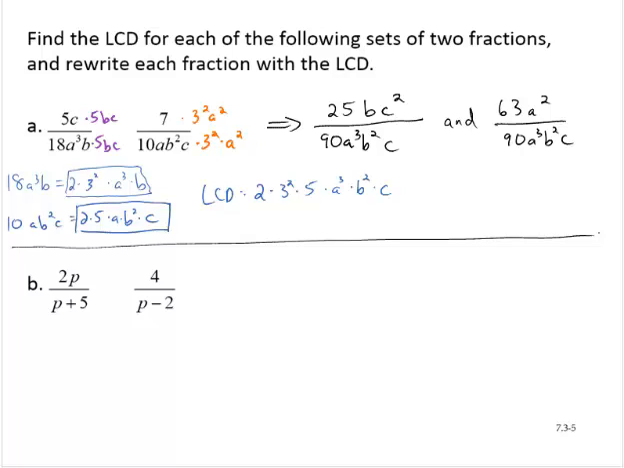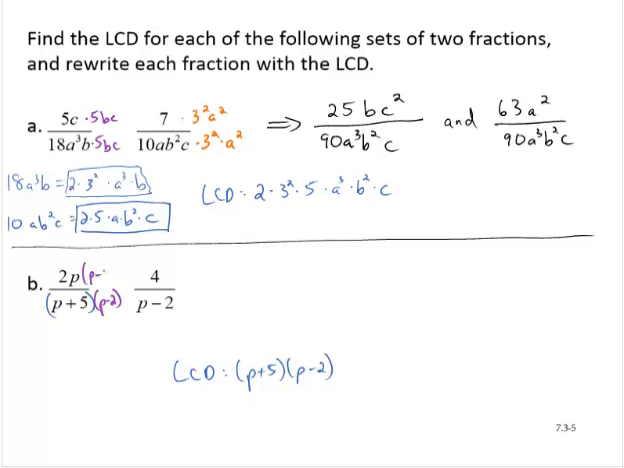Let's look at exercise B. Our fractions are 2p over p plus 5 and 4 over p minus 2. Our denominators are already factored, so the LCD is simply p plus 5 times p minus 2. In this case, it's really easy to determine what's missing. We just need the other factor. For the first fraction, it's good practice to put that p plus 5 in parentheses. We're missing the p minus 2, so I multiply by p minus 2 here.